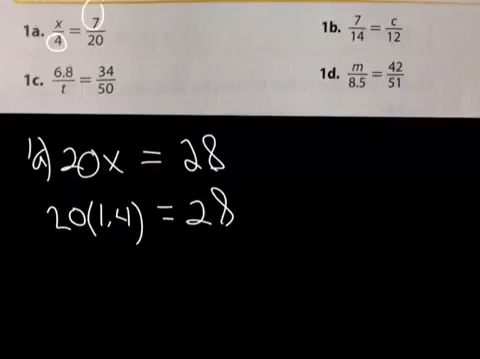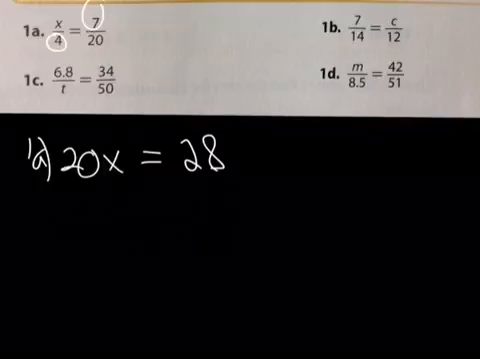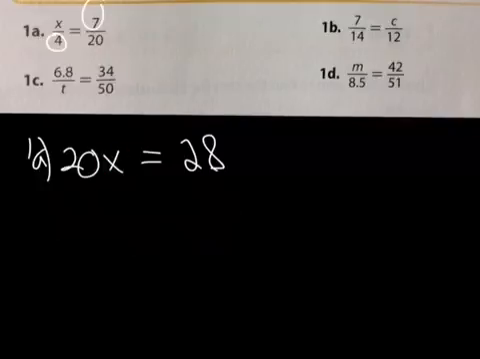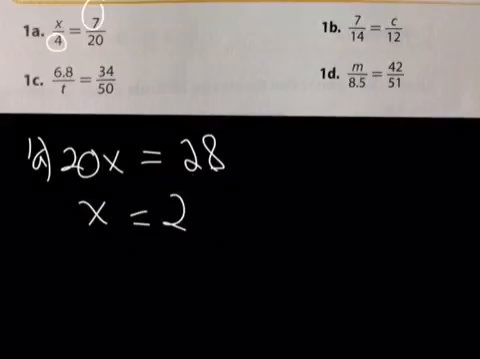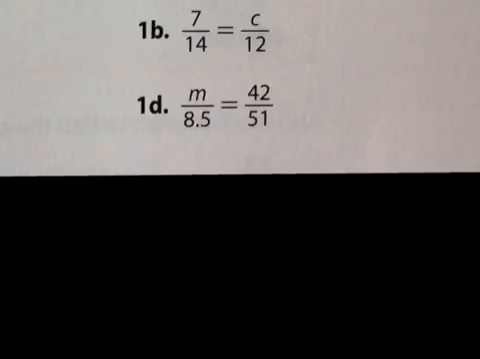Okay, I can do that mentally, but if you can't do it mentally, what you need to do is isolate the x right here so that it looks like this. You multiply on this side, you must divide. So now it's going to look like x equals 28 divided by 20. And when you divide 28 by 20, you will get 1.4. For example B, you can do it the exact same way, 7 times 12 and 14 times c, so that you have an equation that looks like 84 equals 14c, right? You could do it like that as well.